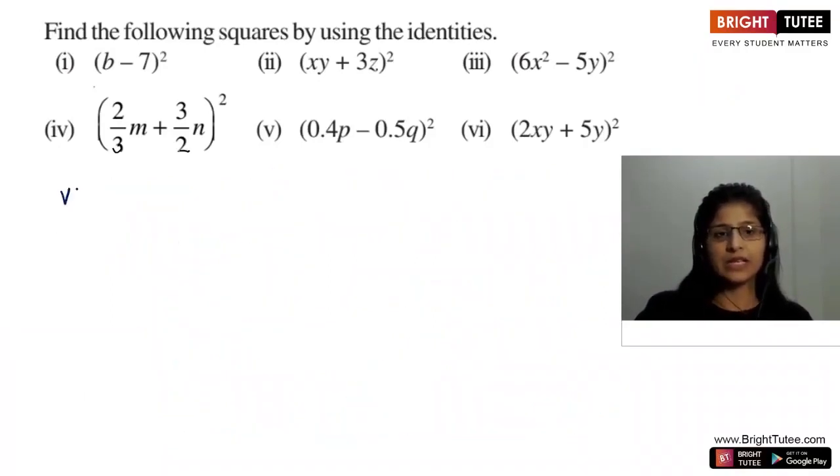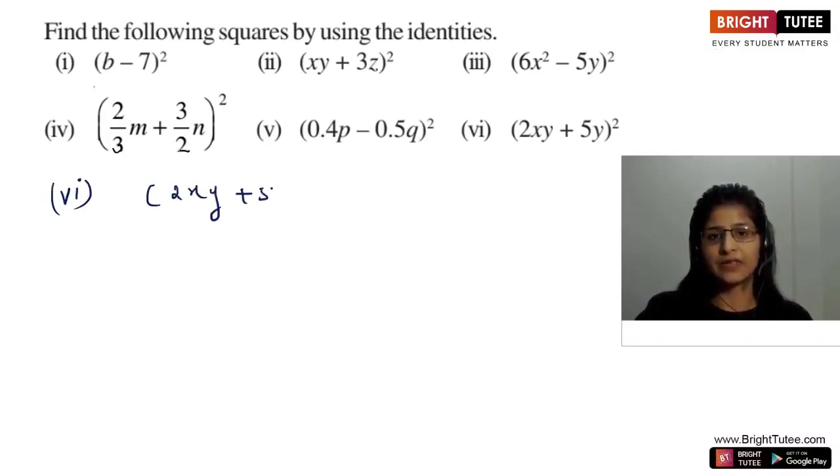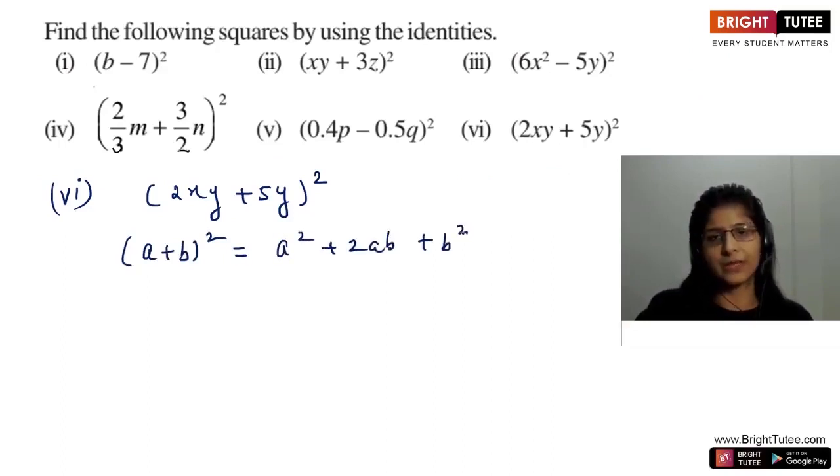Okay, in the sixth part of the question, we have (2xy plus 5y) whole square. So what is the identity that is to be used? I think all of you now can imagine and tell definitely the correct identity to be used. It is (a plus b) whole square, so it is a square plus 2ab plus b square. The value of a is 2xy, the value of b is 5y.